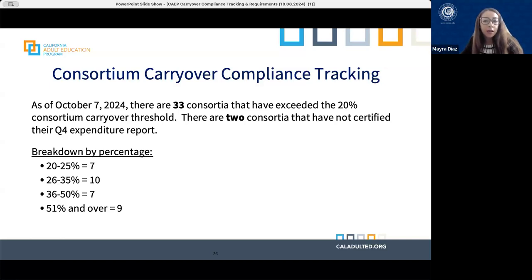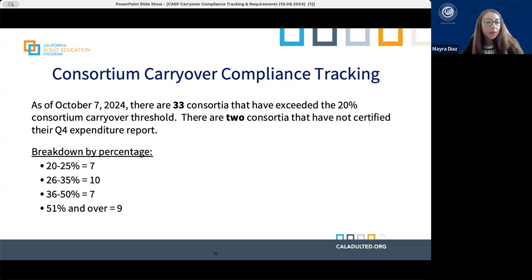And for those that did not certify in time, but have done so already, we want to assess and ensure that the carryover amount that was captured is accurate. Otherwise, please reach out via Cape TAP, and we will be looking at those consortia. And for those 2 that have not, it is critical to ensure that we get those Q4 expenditure reports certified.